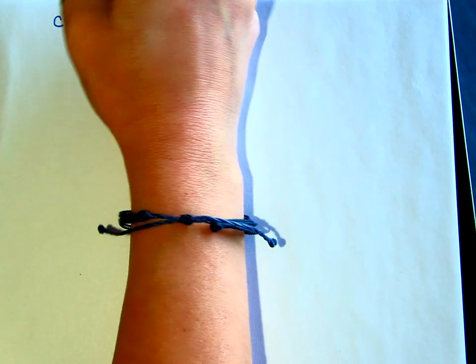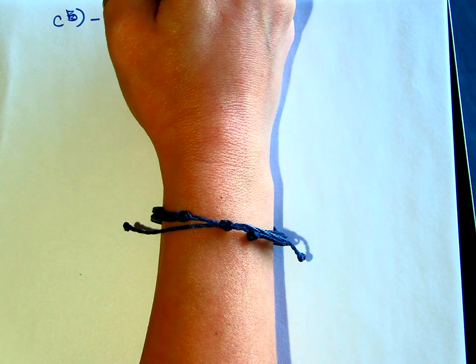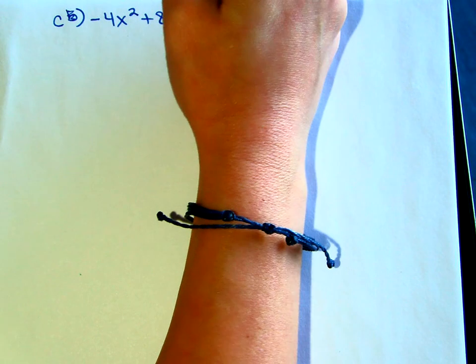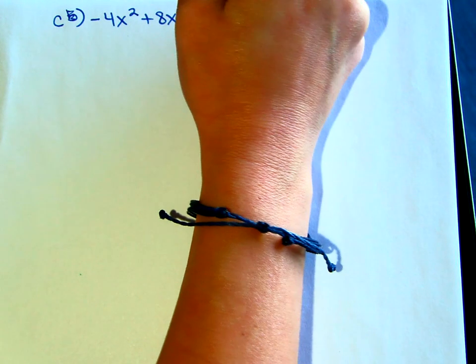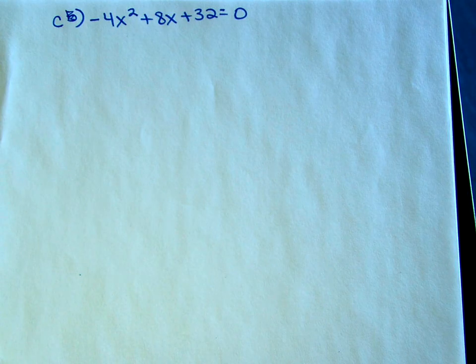Negative 4x squared plus 8x plus 32 equals 0. Negative 4x squared plus 8x plus 32. So the first issue we encounter is we have an a that is not equal to 1. Our a is negative 4. So we have two options that we can do. We can divide everything by that negative 4, or you can multiply everything by a negative 1/4.